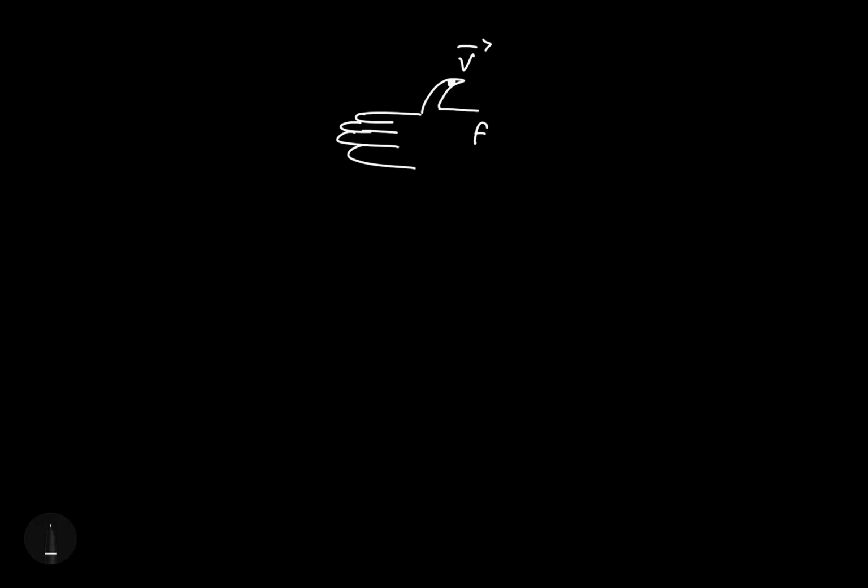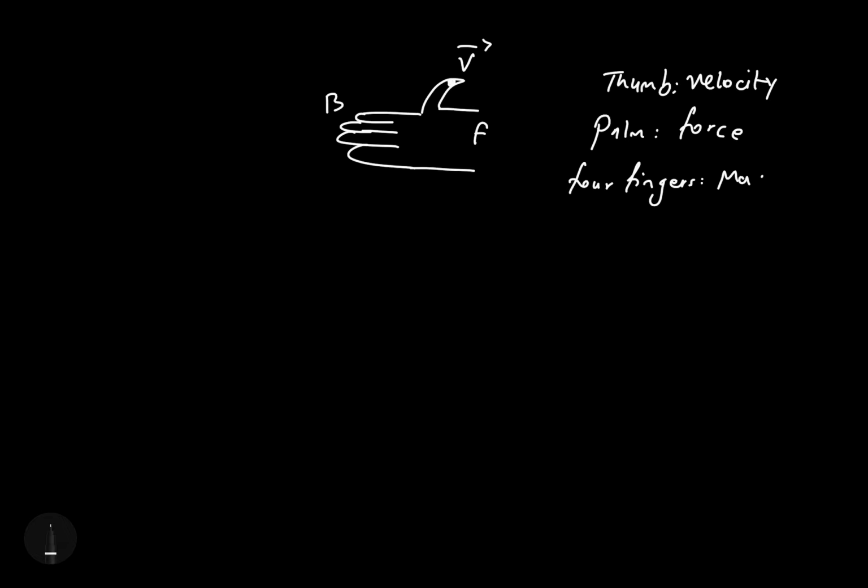So the direction in which your other four fingers point indicates the magnetic field itself. The thumb shows the velocity vector. The palm of your hand shows the force vector, and the other four fingers show the magnetic field intensity, or the magnetic field itself.